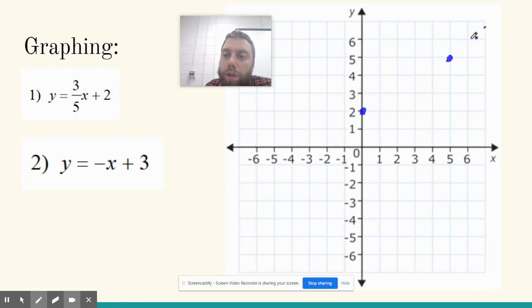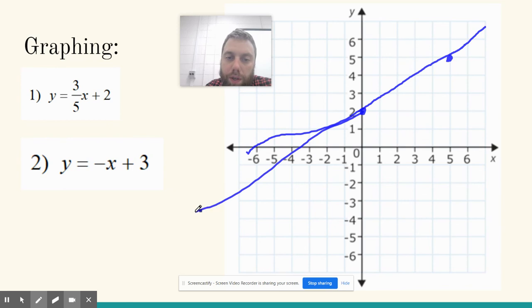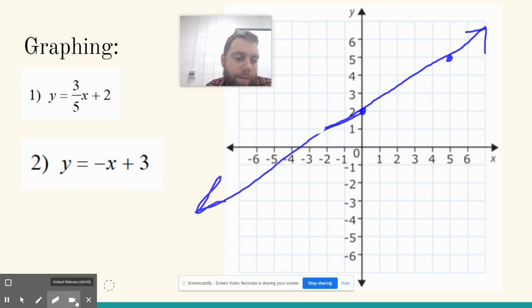And all we need for a graph is 2 points. Ooh, my mouse kind of messed up there on the straight line. Okay, so that is our first graph. Now, looking at number 2, we see negative x. So what does that mean our slope is? Well, we can put a 1 right here between the negative and the x. And if we want a fraction, we can do 1 over 1. So this tells us to go down 1 and then to the right 1.